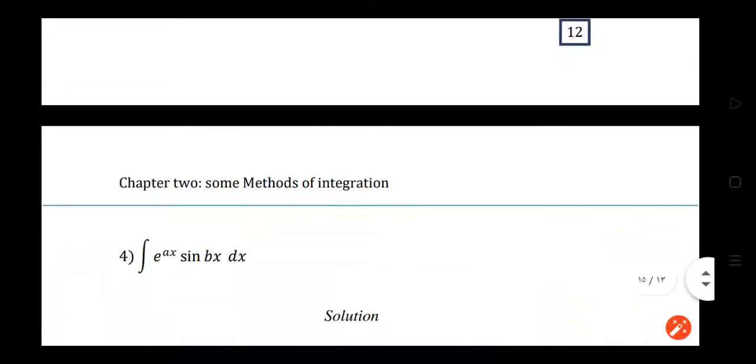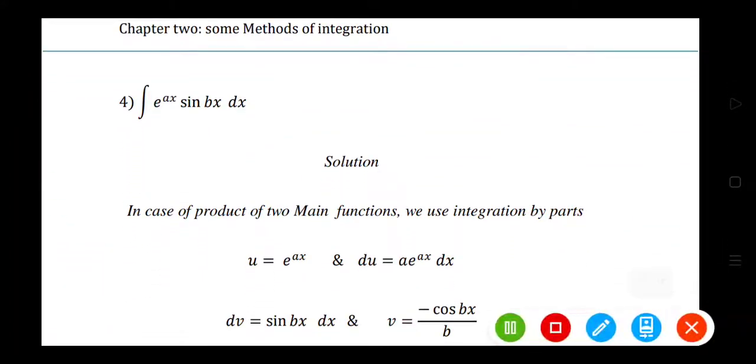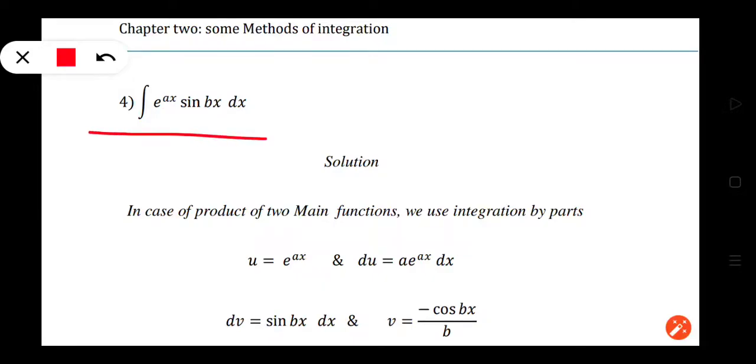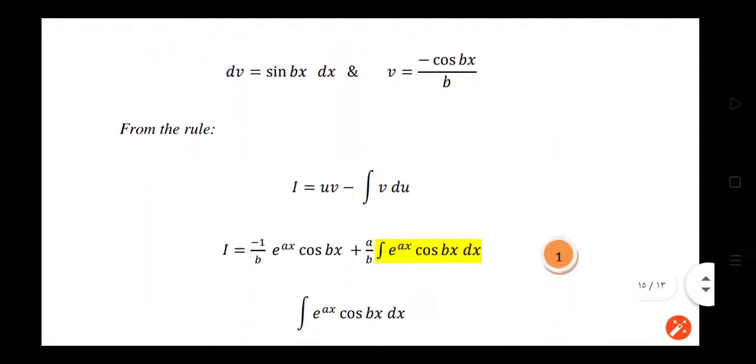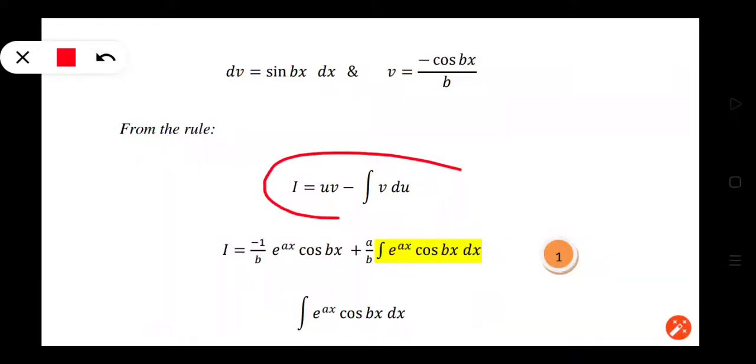Example 4, we have integration of e power ax sine bx dx, a product of two functions. Every function is a main function, so we use integration by parts. We will put u equal e power ax, then du equals a e power ax dx, and we put dv as sine bx dx, then v equals negative cosine bx over b, and we write the form of integration by parts, uv minus integration of v du.